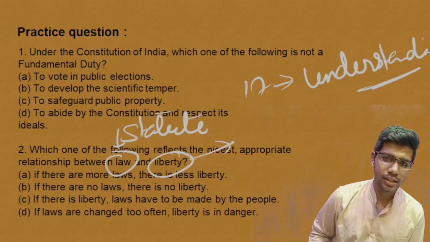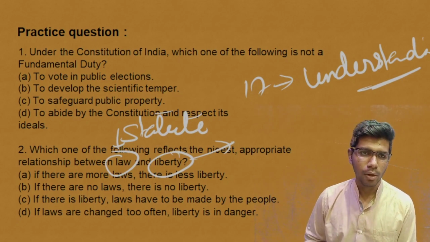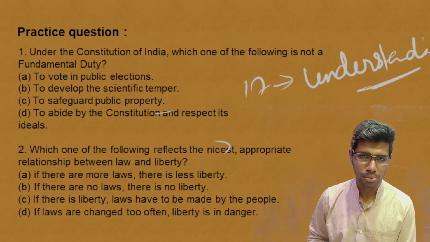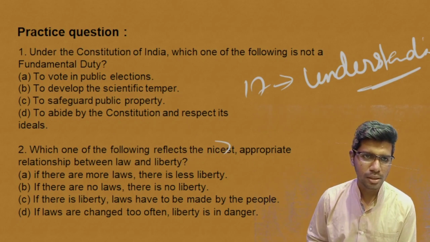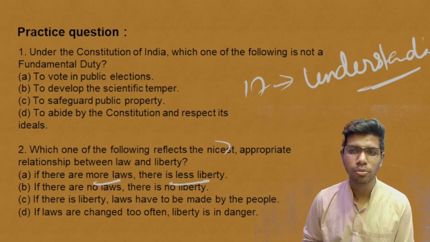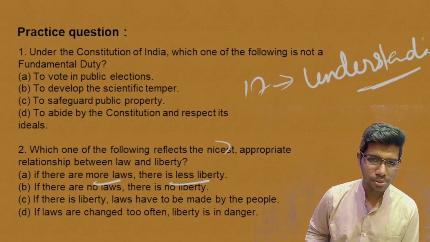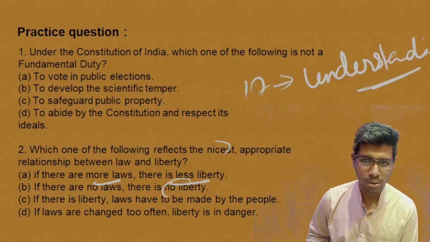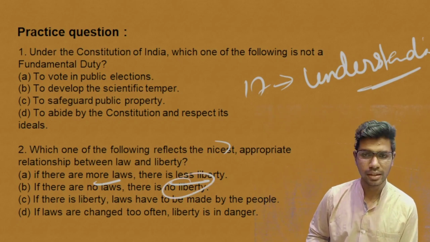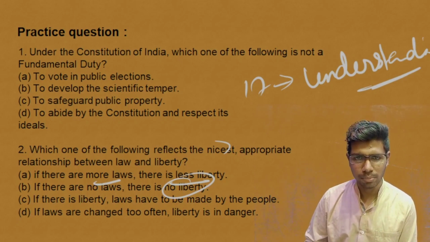And what is liberty? Liberty is anything that allows you to do what you feel like, to do what you want, right? So law and liberty, what kind of relation may they have? Let us look at the options. The first option is saying if there are more laws, there is less liberty. It says that more laws may create more restraints and may lead to less liberty. Second option, if there are no laws, there is no liberty.